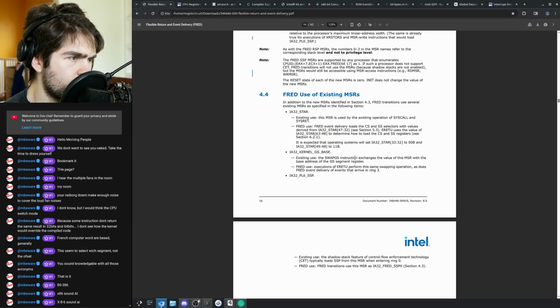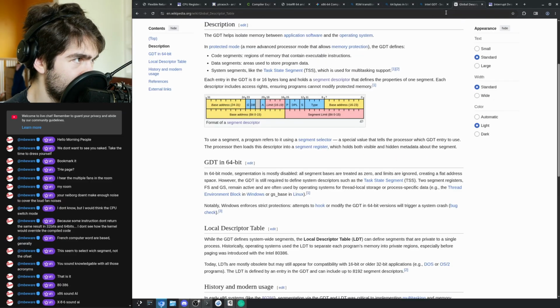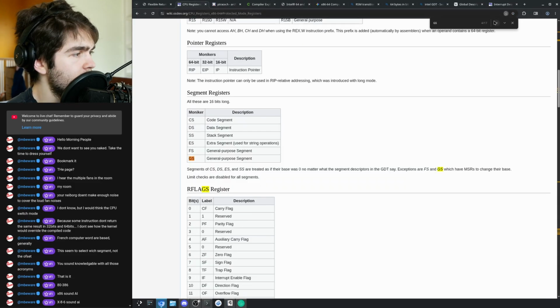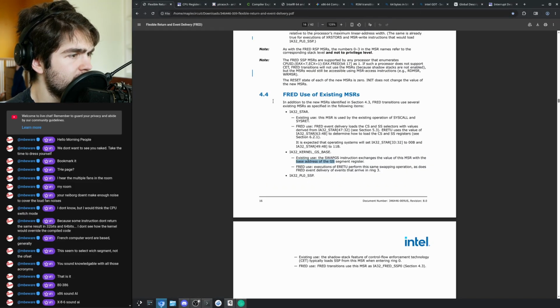The SWAPGS instruction exchanges the value of this MSR with the base address of the GS segment register. Okay, so this is a register that exists, and the SWAPGS instruction will swap this with the GS. And it's only the base address of the GS segment register, so it's part of it. Can we have the GS register anywhere? They don't describe it in here, right? Anyway, I don't believe that it's that important.